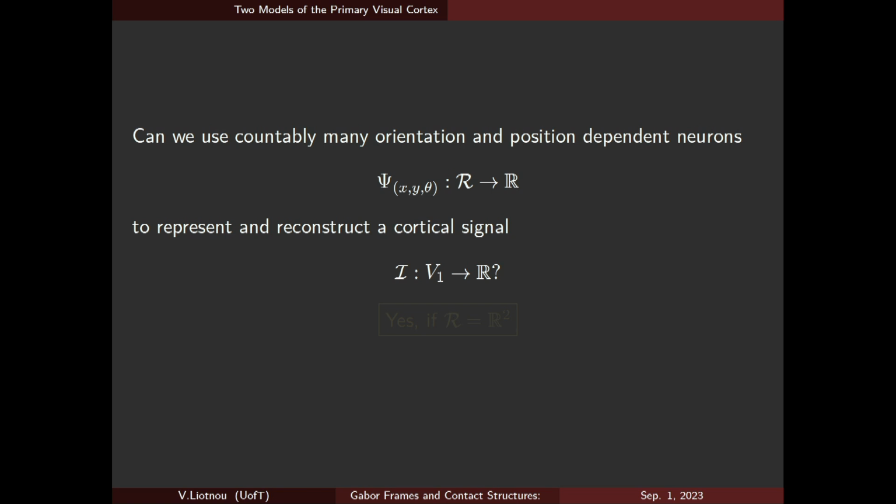So the question that arises is whether one can use countably many orientation and position dependent neurons in the form of these Gabor functions to represent and reconstruct the cortical signal, which would be a function from V1 to R. And the answer would be way more straightforward if we assume that the retina is flat, that it is isomorphic to R2.